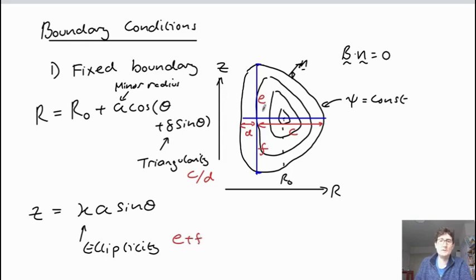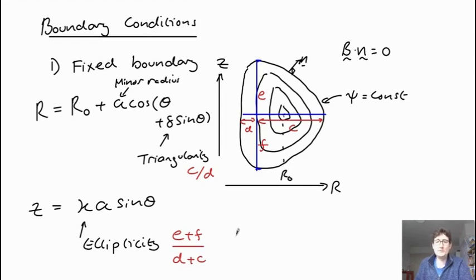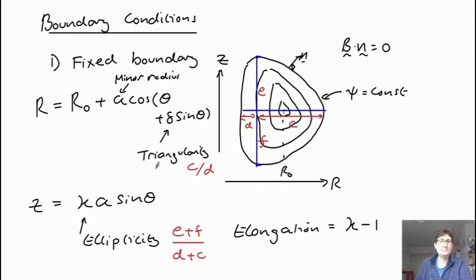So it's essentially the height of the plasma divided by the width. So the width of the plasma here and the height. Sometimes people use elongation, which is just ellipticity minus 1. So if elongation is 0, then kappa is 1, and it's a circle.